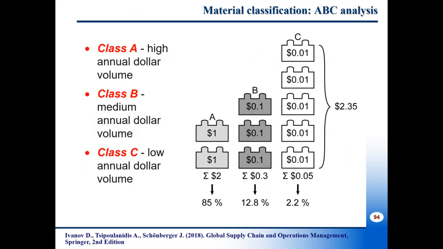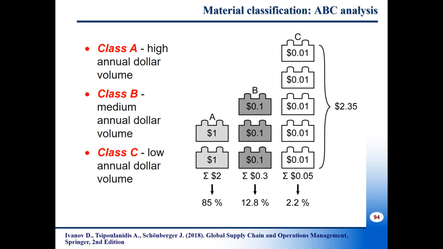Now we go to material classification based on ABC analysis. For ABC analysis, there are three classes of products. Class A, that is high annual dollar volume. Class B, medium annual dollar volume. And Class C, low annual dollar volume. ABC analysis is used to establish policies that focus on the few critical parts and not the many trivial ones. This method implements the Pareto principle, which states that there are few critical and many trivial.